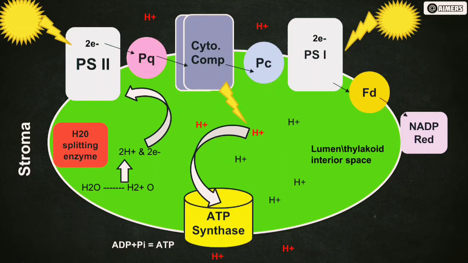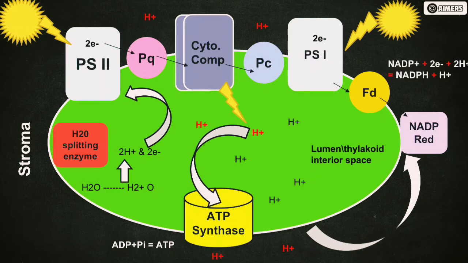Now, NADP reductase has got the electrons from photosystem 1, and H positive ions which are present in the stroma are also transported to NADP reductase. Now, NADP reductase combines the NADP plus present in the stroma, 2 electrons from photosystem 1 and 2 hydrogen ions or protons from water to make NADPH plus H positive.